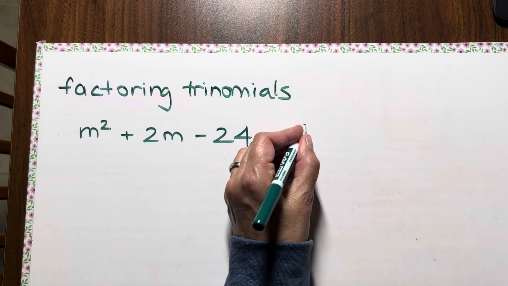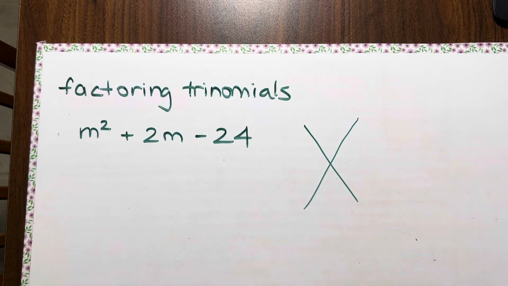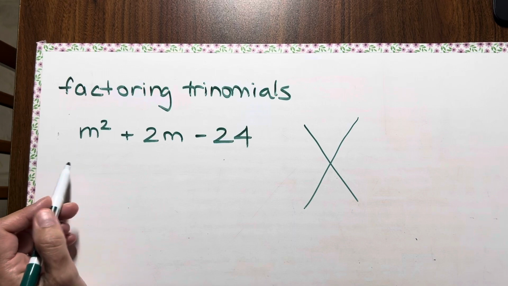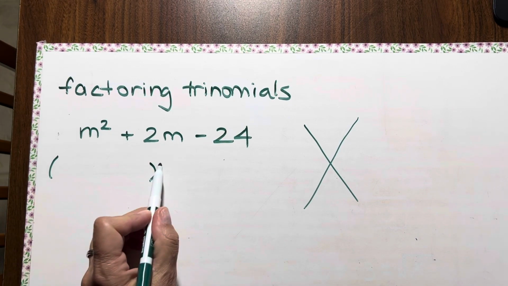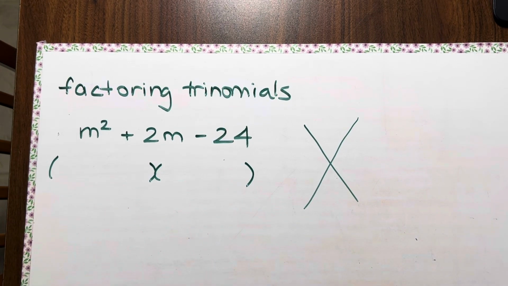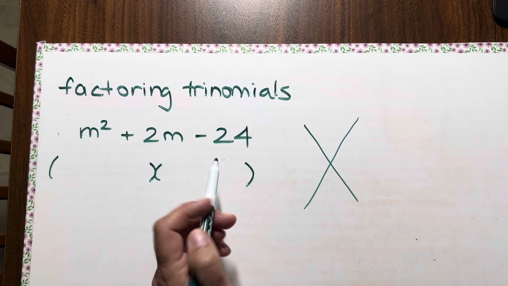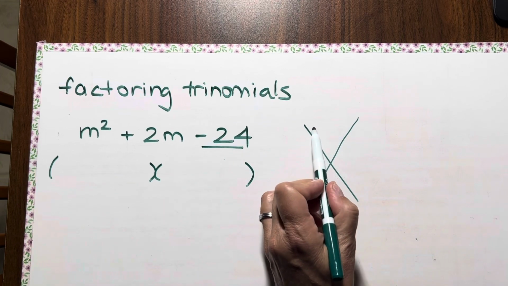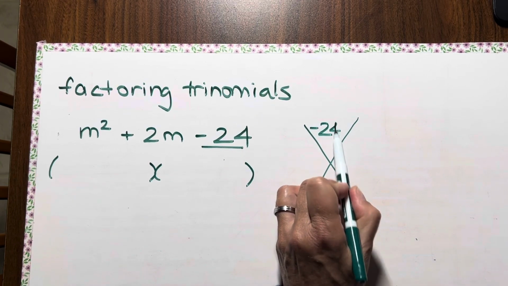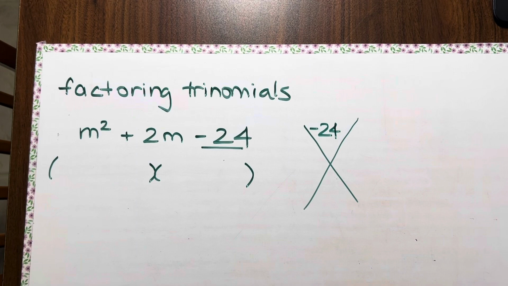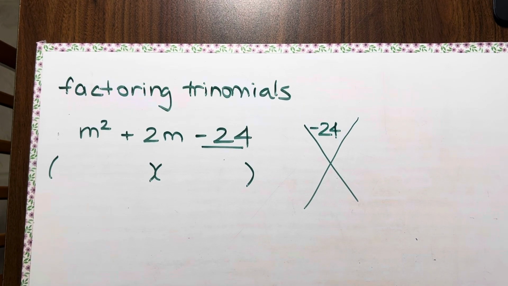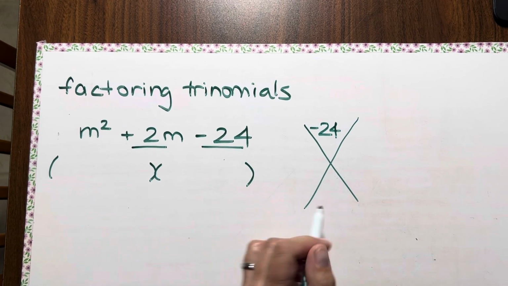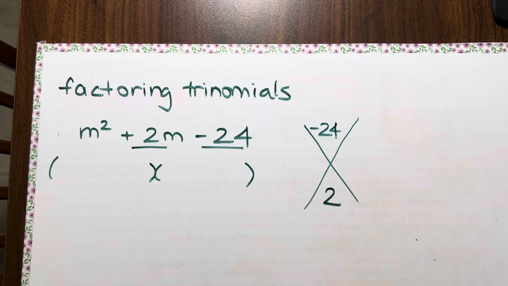We are using the method where we have our x to help us separate out all of our factors and terms. So since we do not have a GCF, we know that we're going to end up with two sets of parentheses that we need to fill in with factors from our polynomial. We are going to take this minus 24. We need to find factors that multiply to negative 24, but also they have to add up to positive 2.